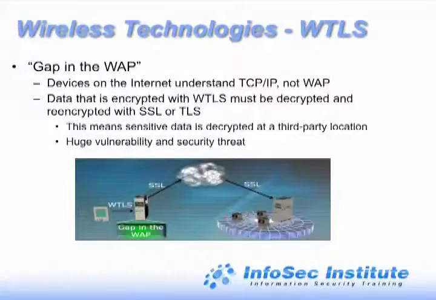Okay, GAP and WAP. Basically a device on the internet understands TCP/IP and not WAP because it's a cut down version of TCP/IP. Data that is encrypted with WTLS must be decrypted and re-encrypted with SSL or TLS. WTLS is the WAP TLS, and TLS is basically the advancement in SSL encryption. I know a lot of websites are making it to where they're using TLS, which is basically harder to crack than SSL.